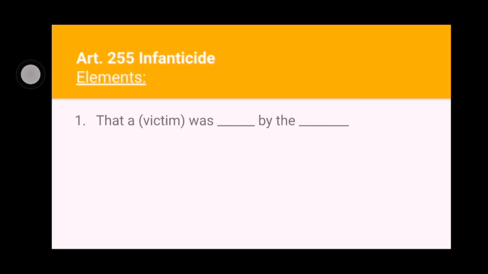For the first element, I'd like you to remember that this pertains to the victim. So in infanticide, the victim is a child, and that a child was killed by the accused. So element number 1, remember that this talks about the victim, and the victim is a child. Element number 1, that a child was killed by the accused.